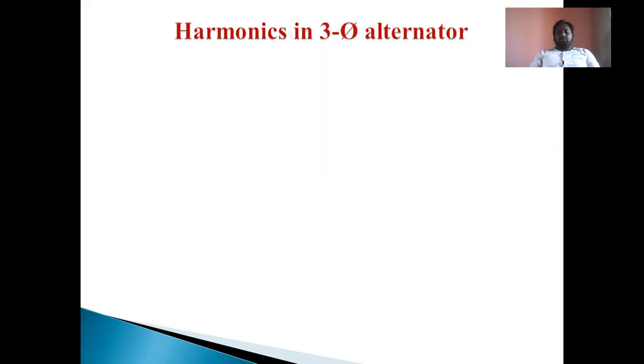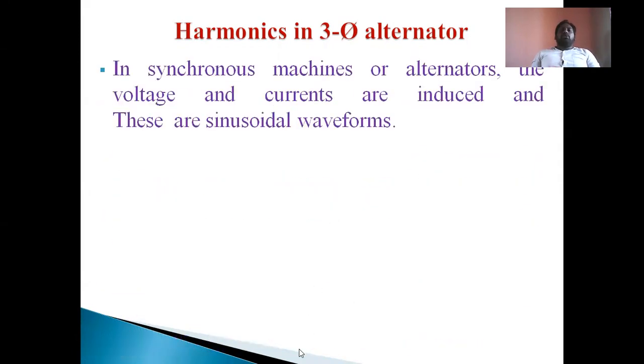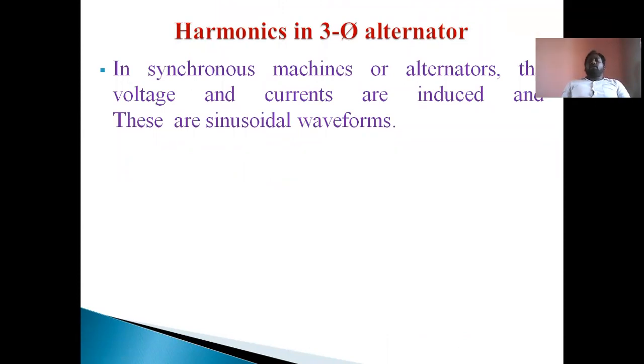So now see here, in case of a three-phase alternator, in the ideal case, the induced or generated voltages and currents in the alternators are pure sinusoidal waveforms. That means they are at the fundamental frequency. For example, the frequency of generated voltage and currents is 50 Hz. That is called supply frequency, and that is the fundamental frequency.